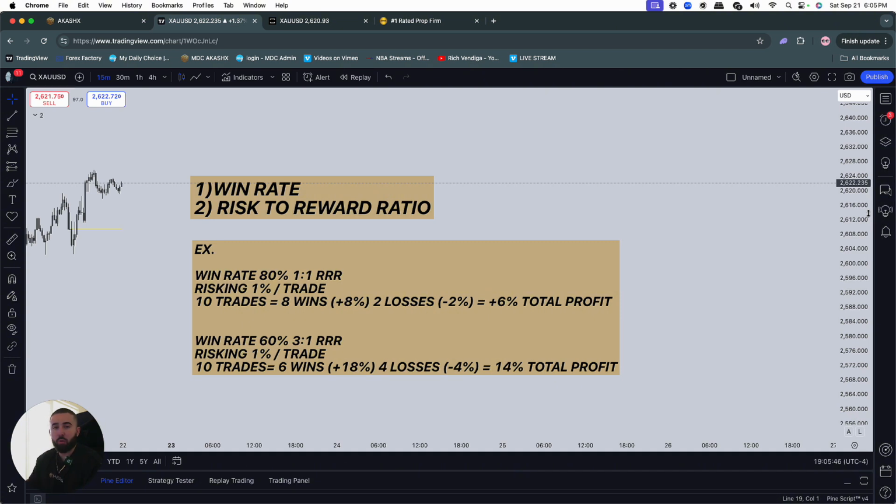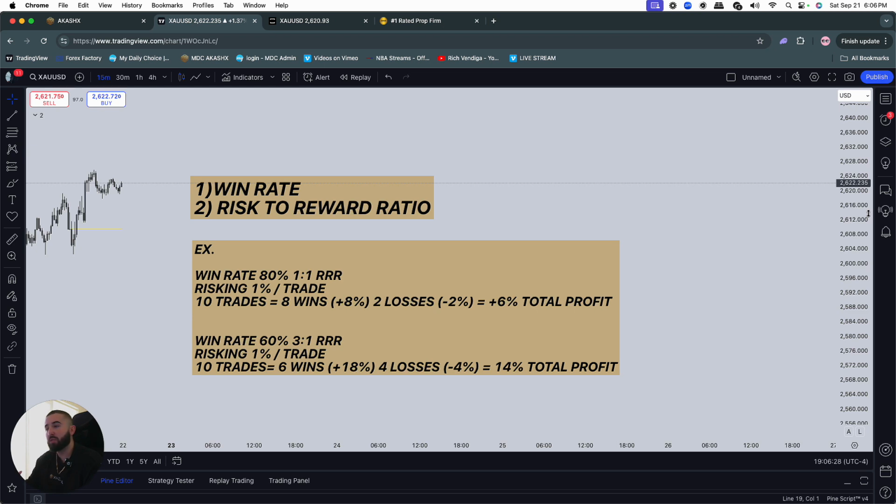So we're going to evaluate the performance of two different traders with two different approaches to their trading. Trader number one is someone who wins 80% of their trades with a 1-to-1 risk to reward ratio. In this example, we're going to talk about risking 1% per trade. And you should really implement percentage-based thinking into your performance so that you can approach the game the same way that a professional does. Now, if we take 10 trades, that means we're going to have 8 wins at a plus 8% with 2 losses at a minus 2%, which is a net total profit of plus 6%.